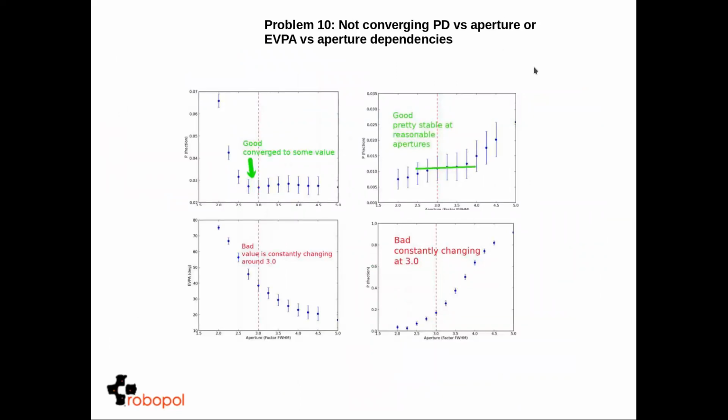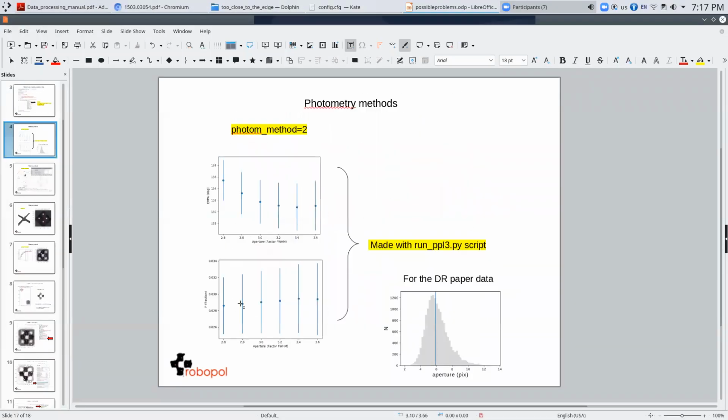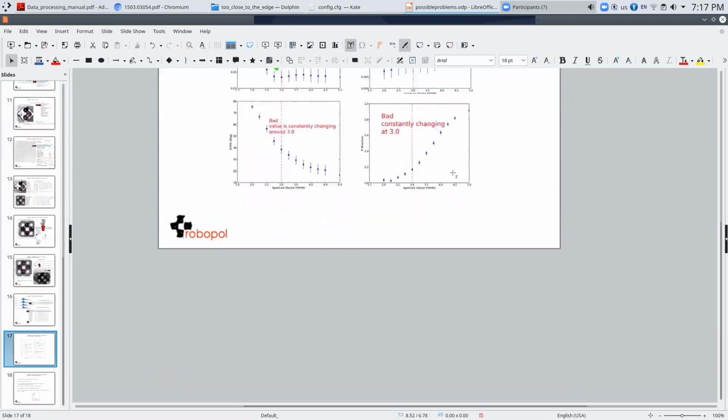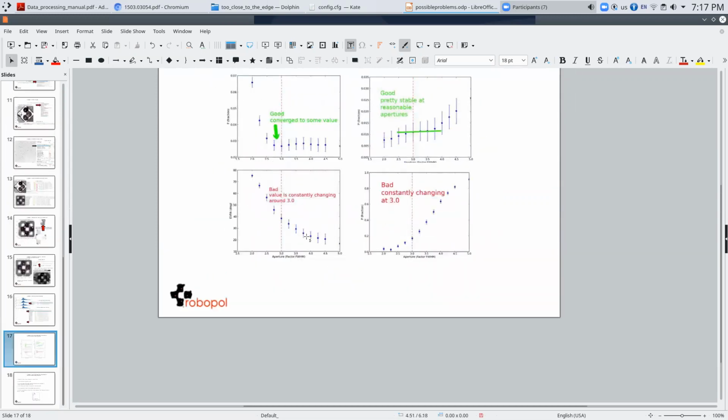Okay, and now the last problem is non-converging dependence of polarization parameters on the aperture size. So as I told you, the best way to verify that everything went well is to see these dependencies, as I was showing before for this photometry method too. The best method is to see visually that there is a plateau in both parameters, but sometimes you have this kind of dependencies, there is no plateau.